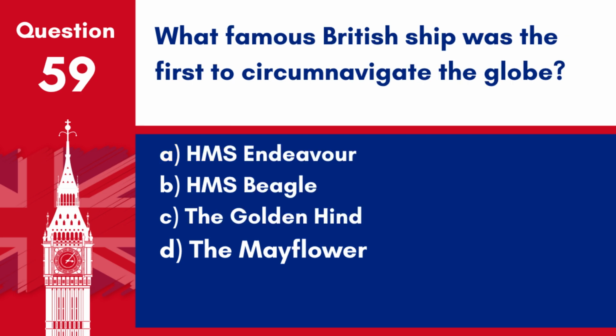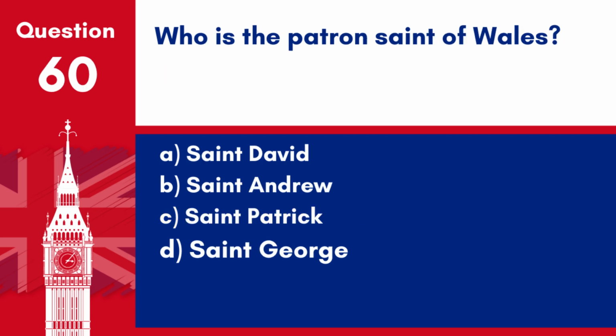Question 59. What famous British ship was the first to circumnavigate the globe? A. HMS Endeavour. B. HMS Beagle. C. The Golden Hind. D. The Mayflower. Answer C. The Golden Hind. The Golden Hind, captained by Sir Francis Drake, was the first English ship to circumnavigate the globe from 1577 to 1580.